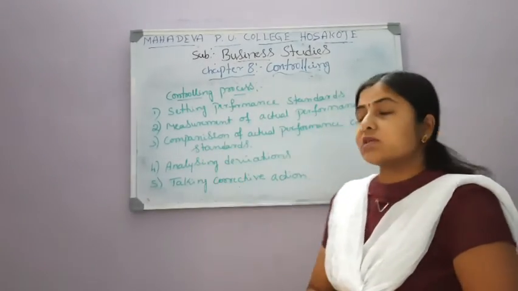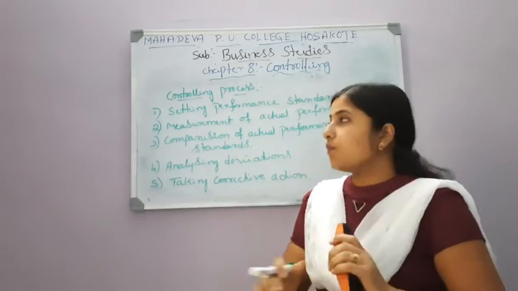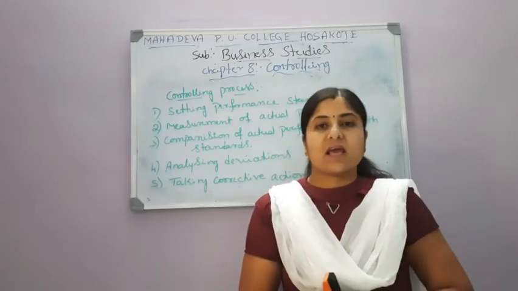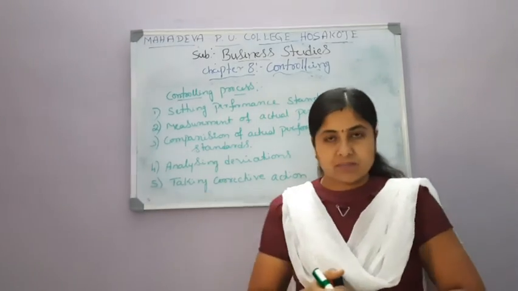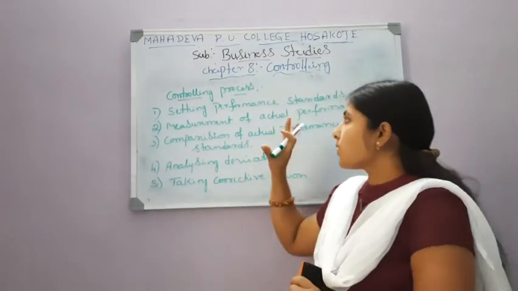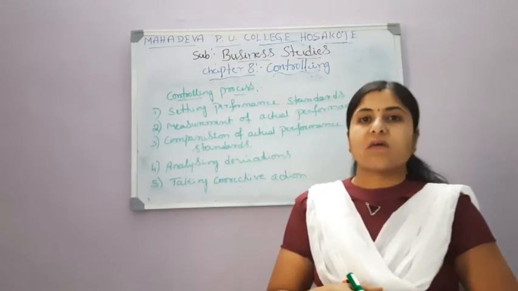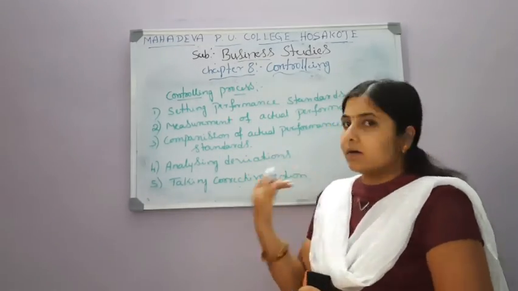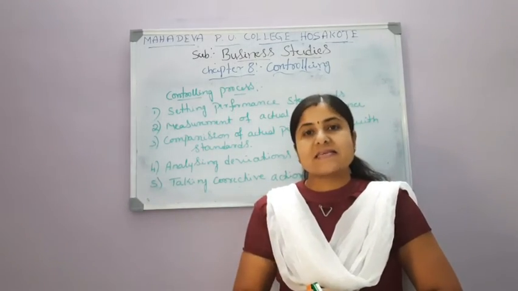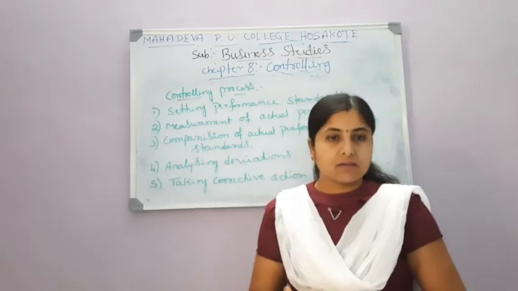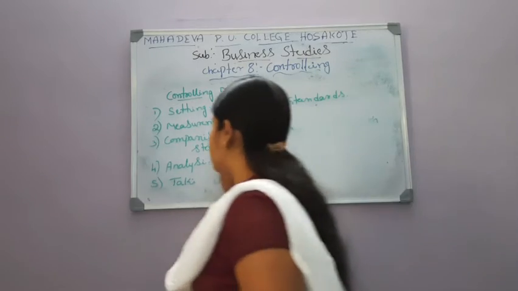Finally, the controlling process is completed. I have explained it in brief, but we will discuss in detail how to set performance standards and each and every step. This is the main controlling process, and it is also a very important question for 5 marks. I have given a brief introduction; now we will discuss in detail one by one. Clear? Number 1 is setting performance standards.